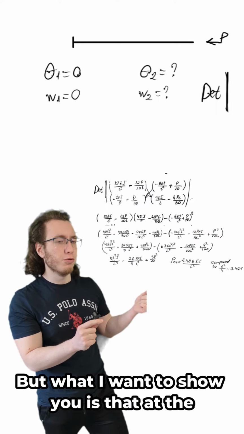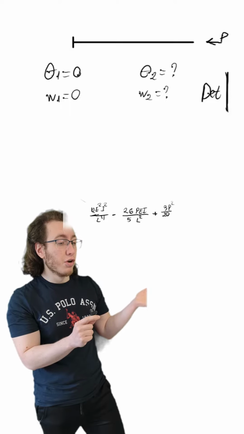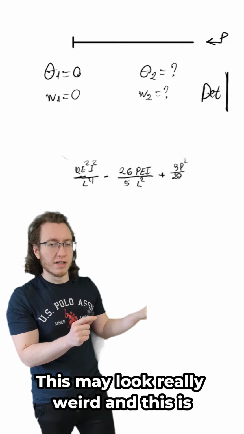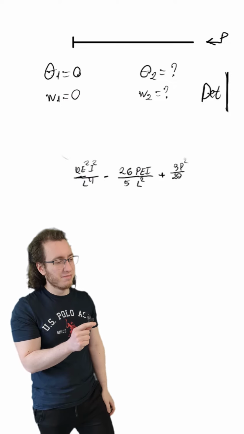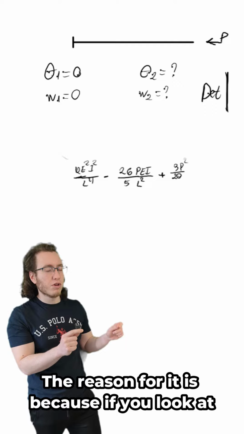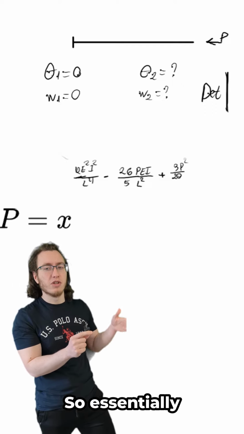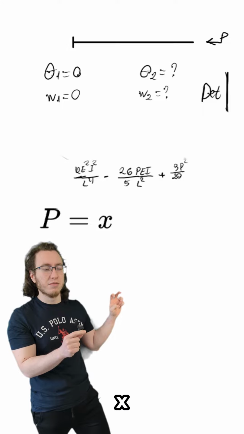But what I want to show you is that at the end, I was getting this. Now, this may look really weird, and this is where someone will say, maths with letters. Well, but it's not all bad. The reason for it is because if you look at what we're trying to solve, our subject is going to be p. So essentially, p is equal to x, if you will.